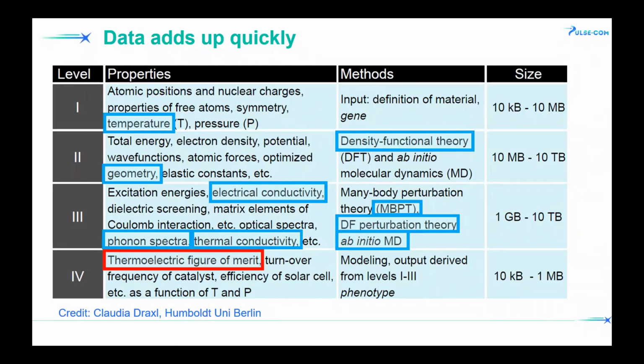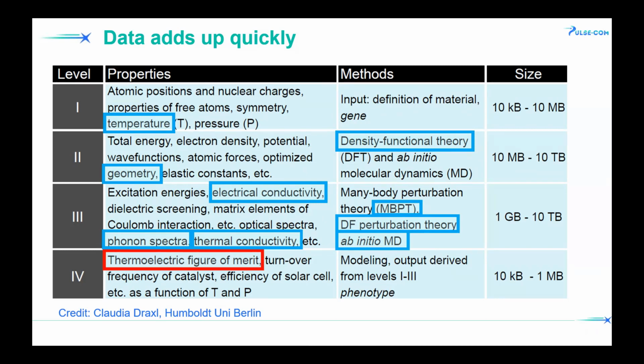There are a few levels. The first level is something that you actually have to impose. You have to set some atomic positions, nuclear charges. This is just your input, or sort of your gene. This is a term used in the machine learning community. Then, if you do a density functional theory calculation, you can directly derive the total energy, the electron density, and so on, elastic constants, the geometry of the system, the crystal structure, the lattice constants, and other things. So this is level 2.